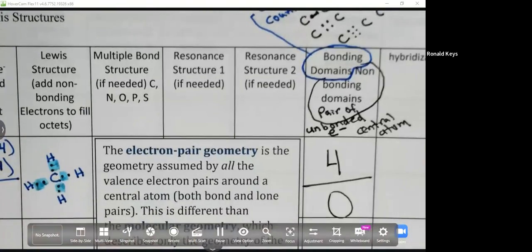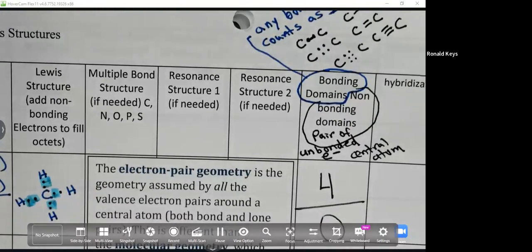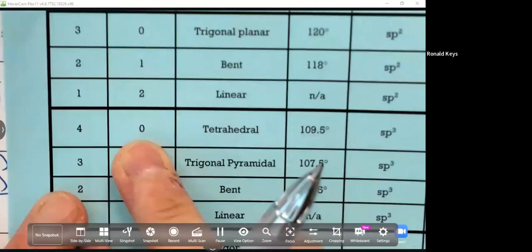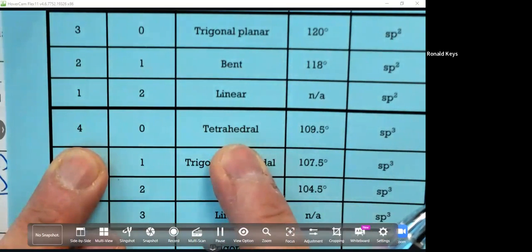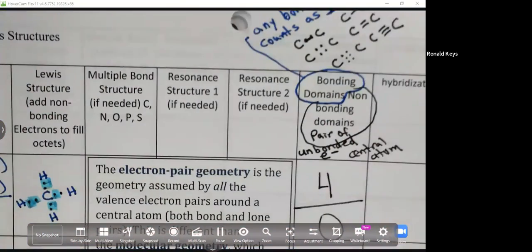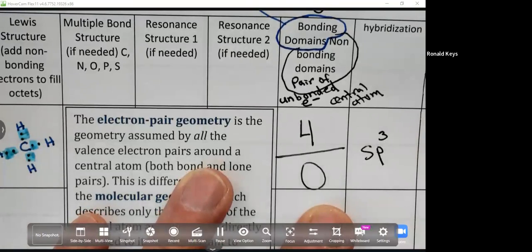Grab your blue sheet. For those that have a blue sheet, remember, look up bonding domains, non-bonding domains. Find 4, 0. What is my shape? Tetrahedral. What is my bond angle? 109.5. My hybridization, that's on there as well. We're going to explain that later on. sp3 hybridization.